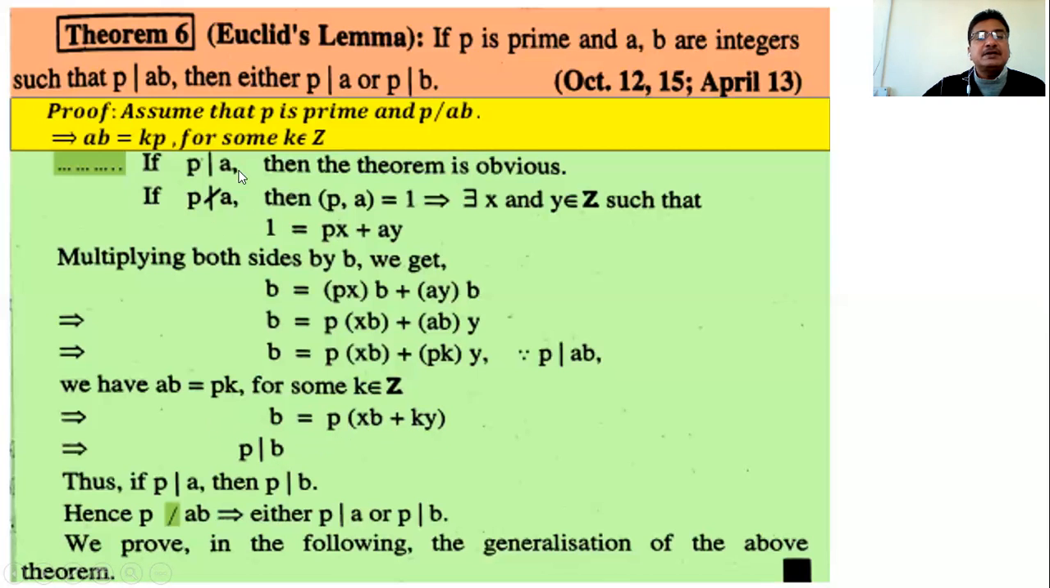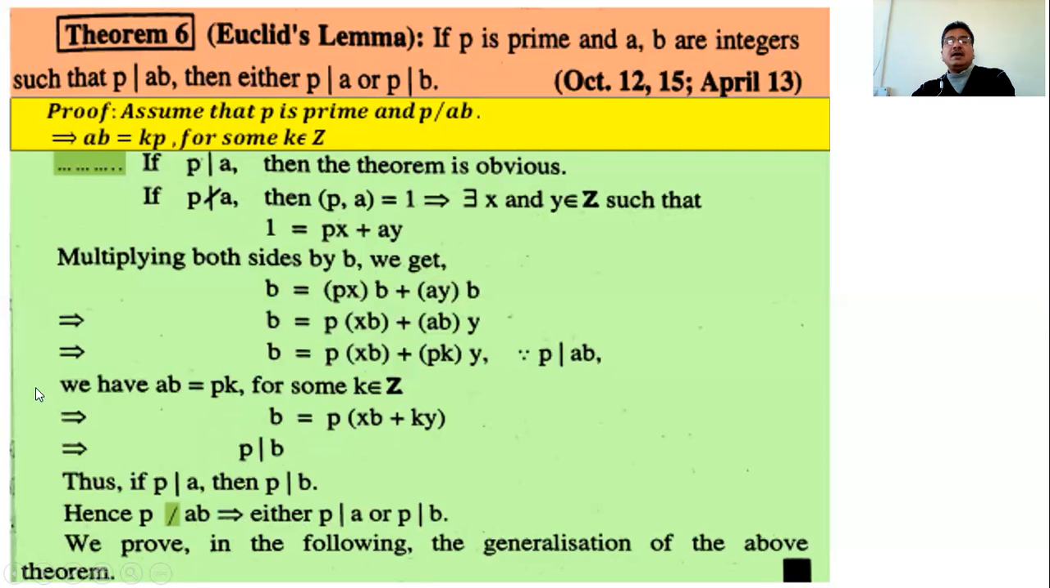So if we assume P does not divide A, then we have P divides B. That is, if this is not true, then this is true. If P divides A, then the theorem is obvious. If not, then P divides B. Ultimately, the statement that P divides A or P divides B is true, because one of them is true. And therefore the theorem, that if P divides AB, then either P divides A or P divides B, is proved.